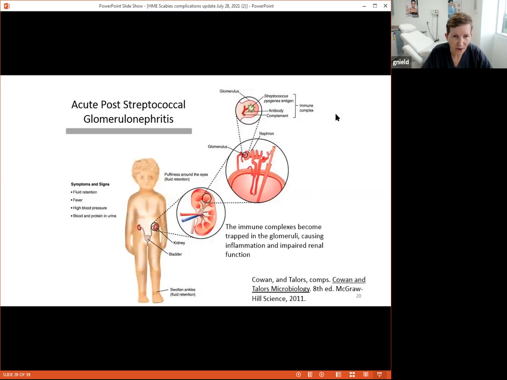So I like this diagram. It shows up at the top the immune complexes, which are composed of a Streptococcus pyogenes antigen, antibody, and complement. So this makes up the immune complex. And these become trapped in the glomeruli, causing inflammation and impaired renal function.